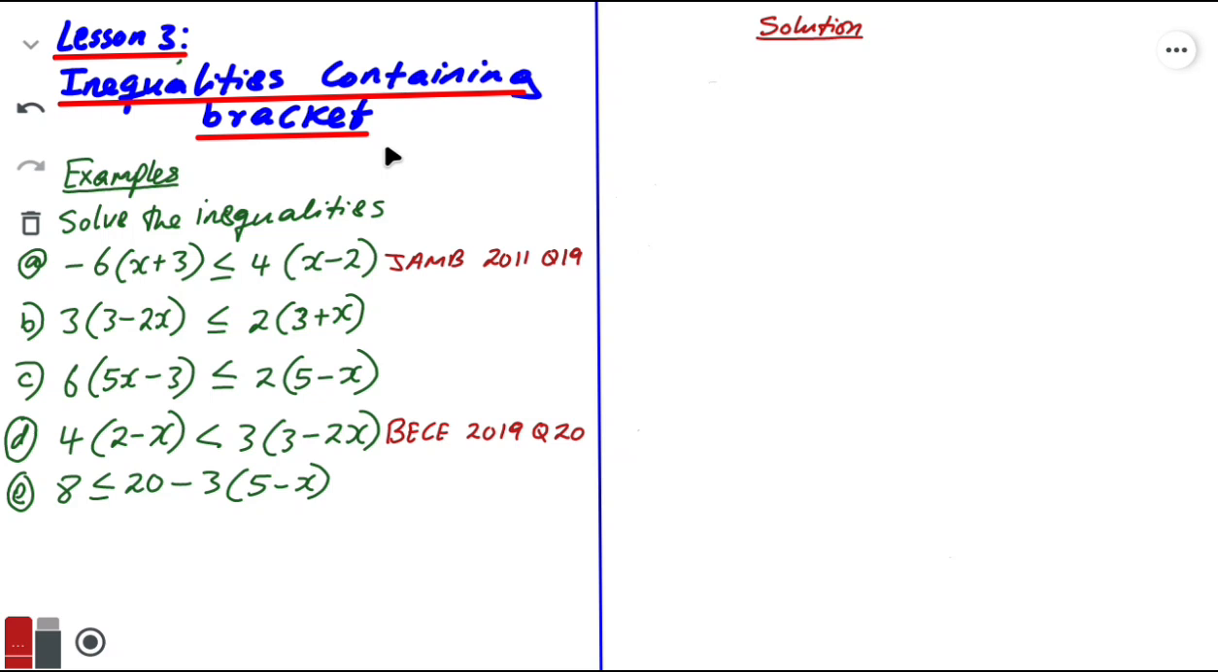So let's get started. All right, so to solve this particular question here, minus 6, open bracket x plus 3, less than or equals to 4, open bracket x minus 2. Now the first thing we need to do, I will tag this step 1. Step 1, you have to open the bracket.